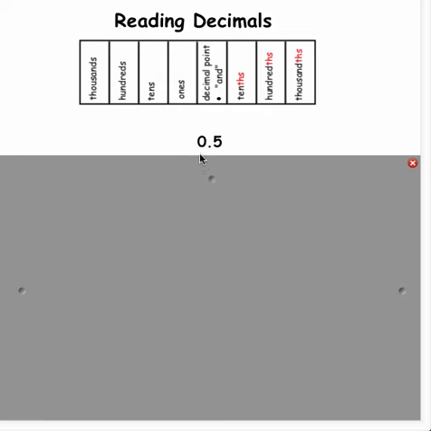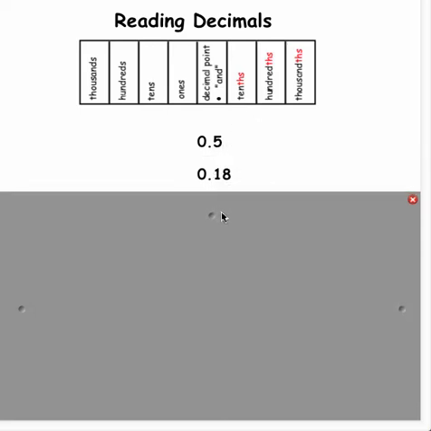You'll notice on the screen we have 0.5. I have my decimal point, so there it is on the chart, and then I have one number next to it on the right side. You'll notice the number on the right side here is tenths. So I'm going to read this number as 5/10.